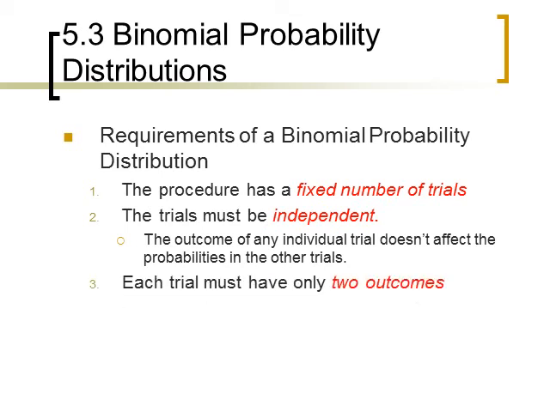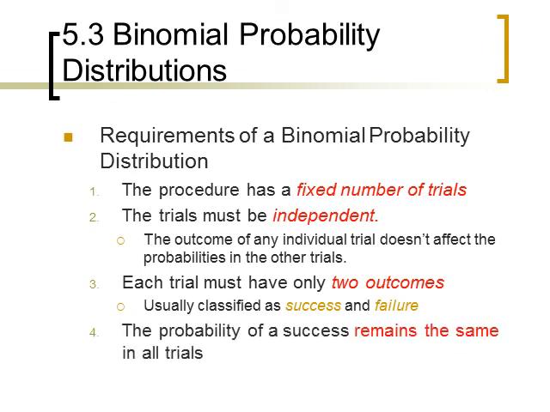trials. Also, it's a binomial probability distribution when each trial has just two outcomes. These outcomes are usually classified as either a success or failure. Also, the probability of a success must remain the same in all trials.